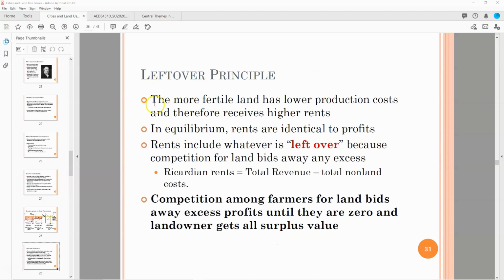Here is the conclusion. The more fertile land has lower production costs and therefore receives higher rents, because farmers receive higher profits from more fertile land. And in the equilibrium, rents are identical to profit because there is a perfect market for land rent, and this just beats away the profits that the farmers get from those lands, and finally they get 0 profits and the landowner gets all surplus value.